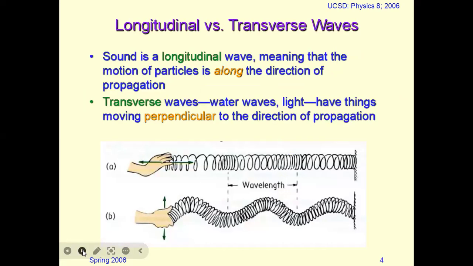So there are two waves, longitudinal versus transverse. Sound is longitudinal wave, meaning that the main motion of particles is along the direction of propagation. And transverse waves, water waves, light waves have things moving perpendicular to the direction of propagation, making dense and rare regions. That means compression and rarefaction moving along the wave.